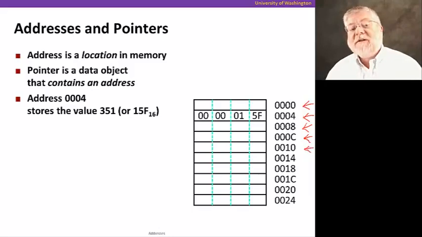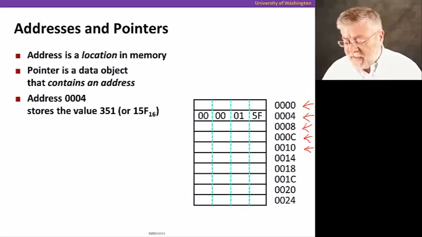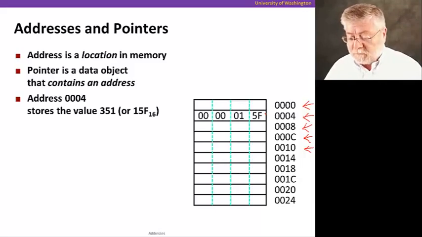Hexadecimal 10 corresponds to the decimal 16. So here we're adding 4 for each address as we move down our memory, since we're talking about words. In this particular case, I've shown you the detail of one word that happens to have the value 0001015F in hexadecimal. That corresponds to the decimal number 351.